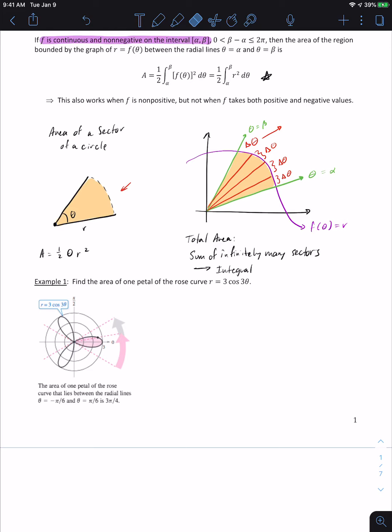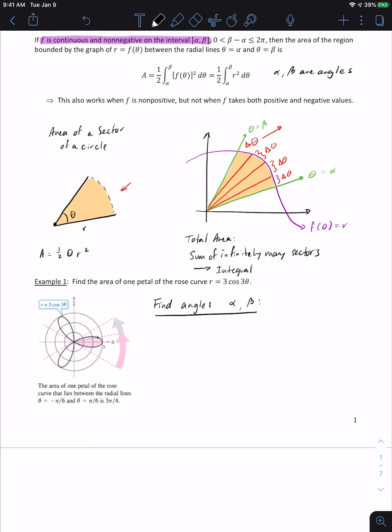And alpha and beta, we should be very specific here. We're doing this d theta, so theta is an angle, and so alpha and beta are angles. Alpha and beta are angles. So we need to find angles to plug in there. So notice that in this example, how are we going to do that? Find the angles, which are alpha and beta.